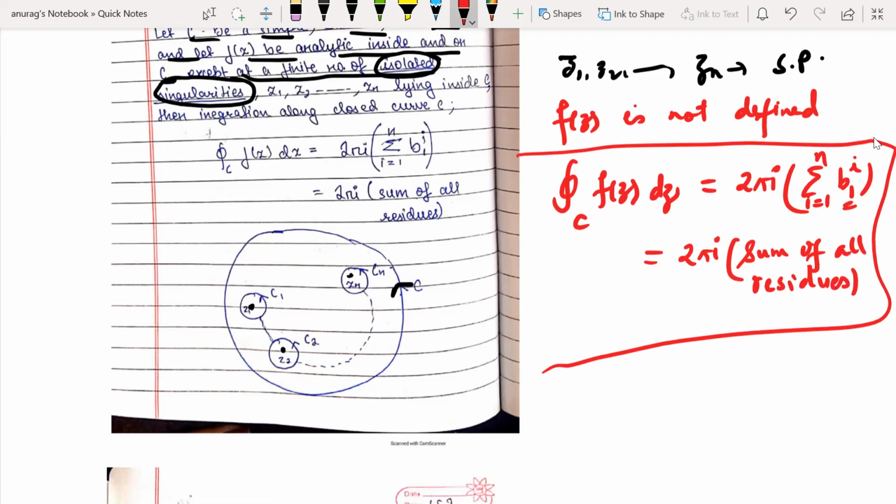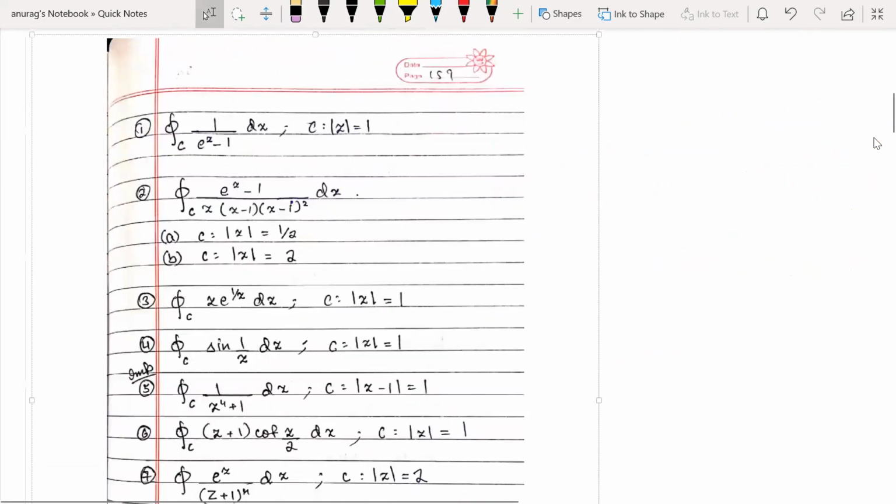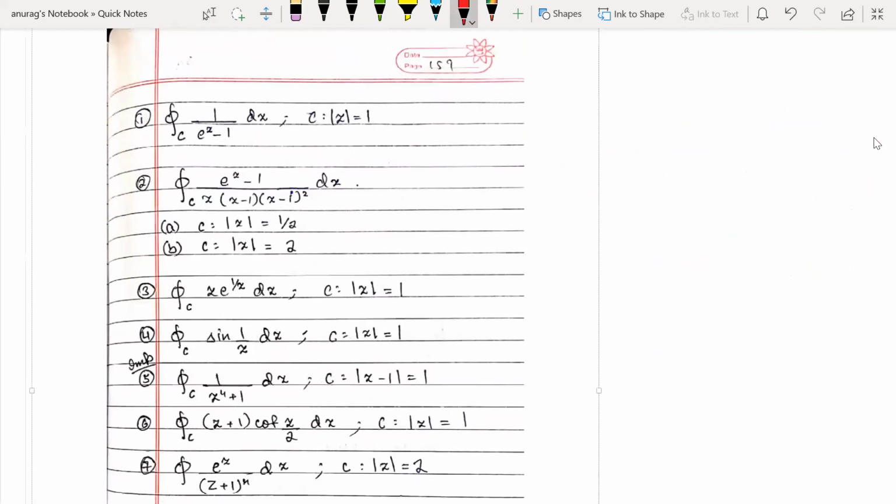So this is the only statement of this theorem. I'm not going into the proof of this theorem. So let's solve some questions. Evaluate these integrals. This theorem is more useful in comparison to Cauchy integral formula, and it is a more general form. In Cauchy integral formula, you need a 1 upon z minus z naught term in the denominator, but here it is not necessary.